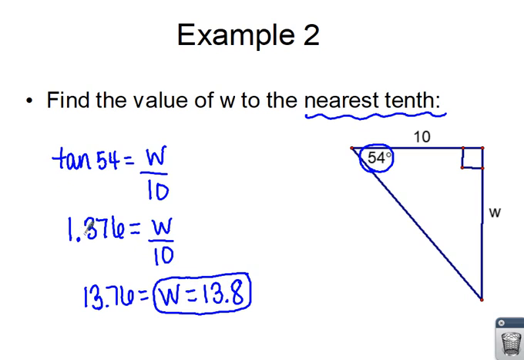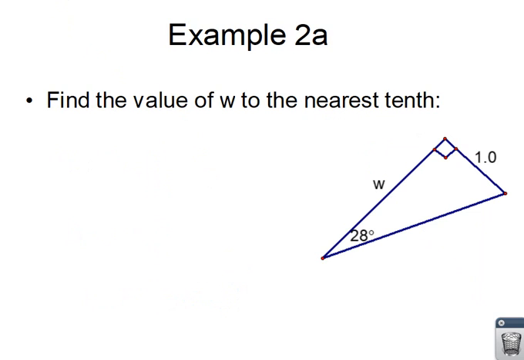Okay, also if you would have made this 1 instead of 1.4, you would have gotten 10, and 10's a long way from 13.8. So we want to watch how we round, okay? Tangent 54 goes to 3 decimal places. Final answer usually goes to tenths. All right, let's try another one.